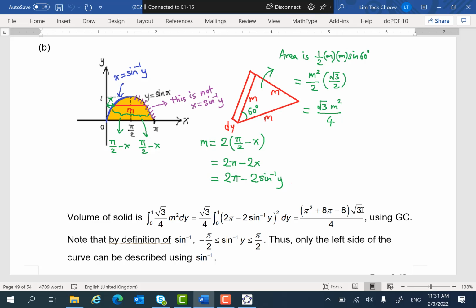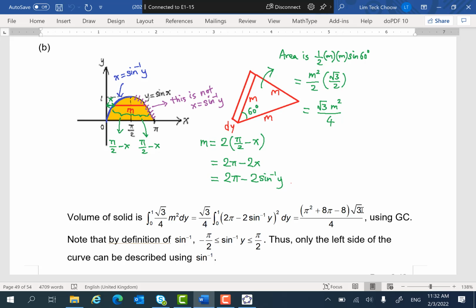One way to help you remember is like this now. Class, for this kind of question, always remember this. If the cross-sectional area is perpendicular to the x-axis, you want to remember, it will be a dx. Okay? It will be a dx. If it is perpendicular to the y-axis, it will be a dy.